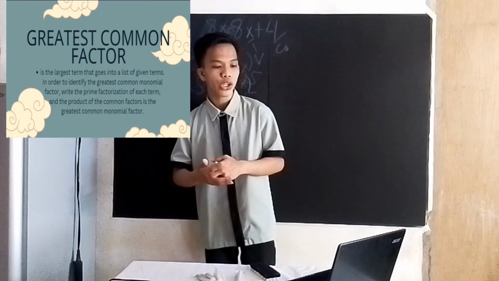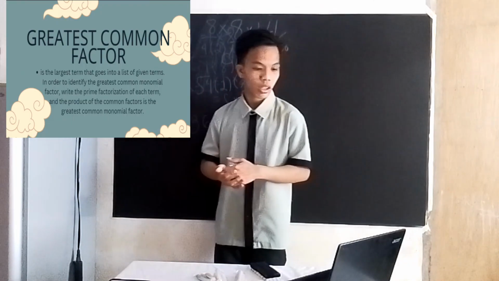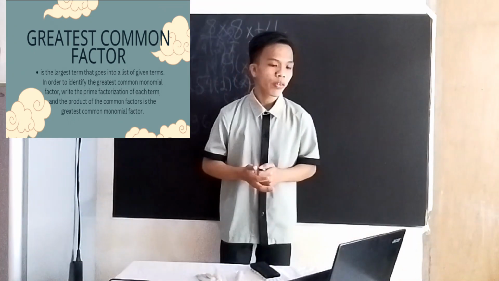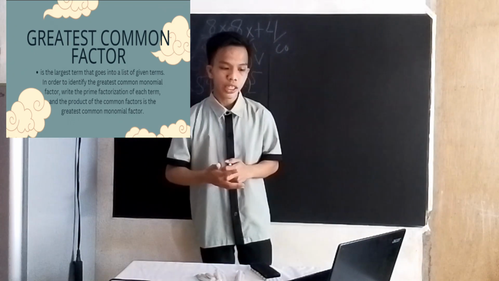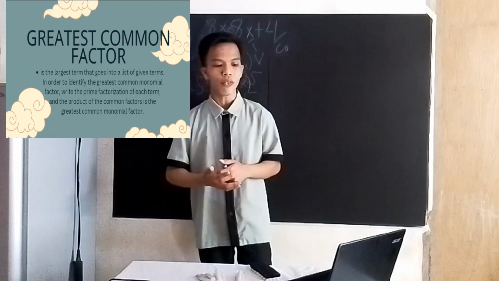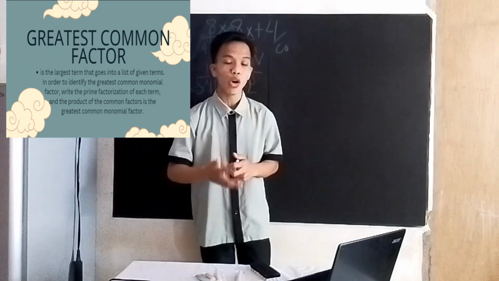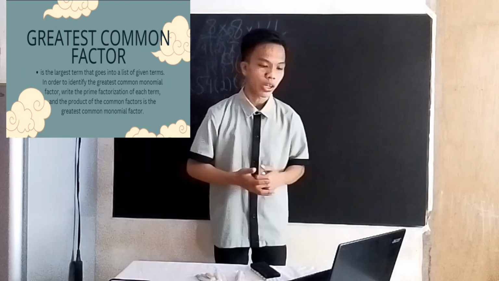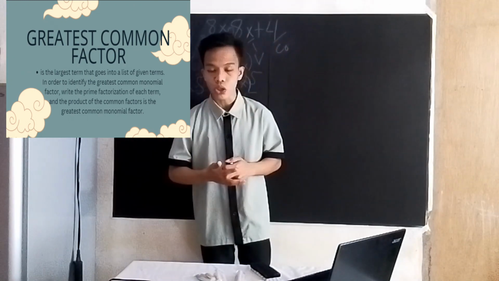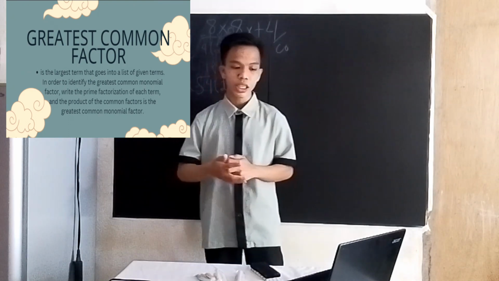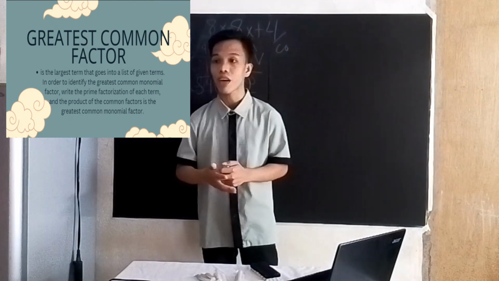Kindly read the definition. Yes, Ken? Thank you, Ken. The greatest common factor is the largest term that goes into a list of given terms. In order to identify the greatest common monomial factor, write the prime factorization of each term. The product of the common factors is the greatest common monomial factor.